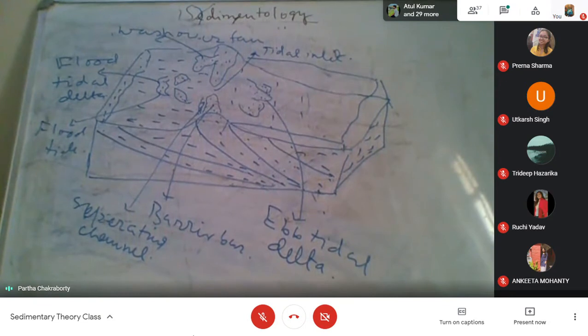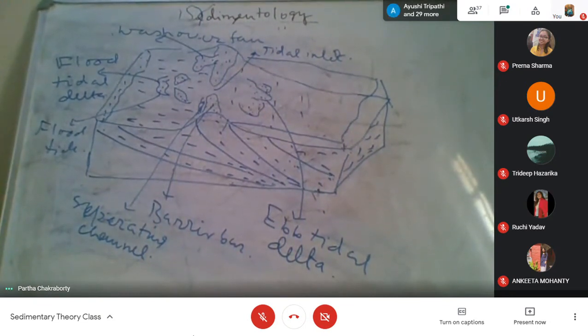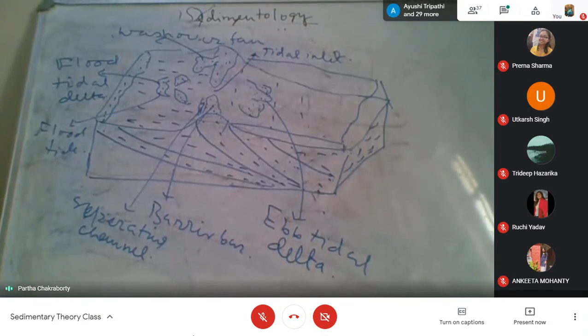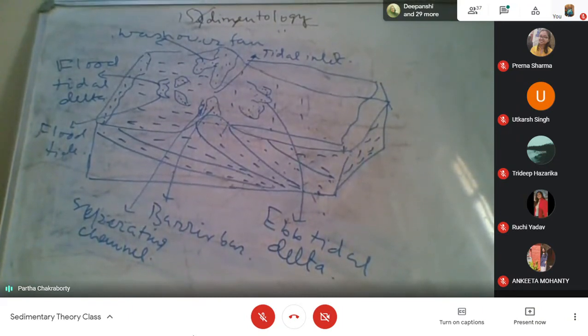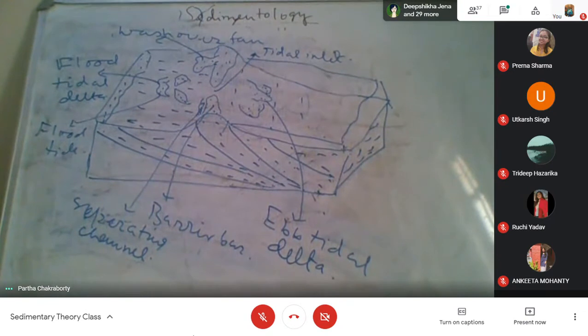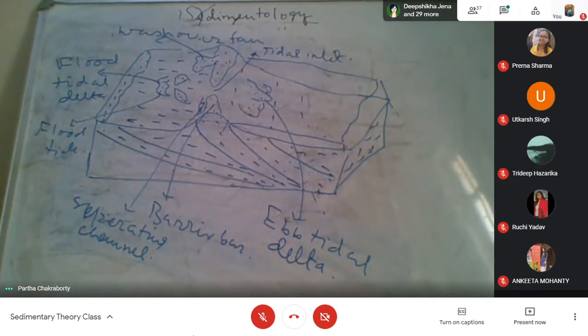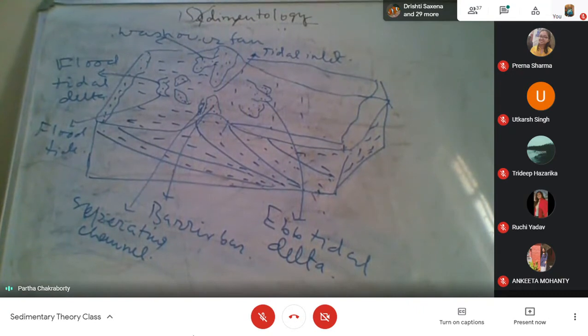So depending on whether it is a flood tidal delta or an ebb tidal delta. Okay. Now, what will be the product of a barrier bar? The product of barrier bar is large scale cross stratified sandstone. Large scale. What I am talking about, large scale. The set thickness can be in the scale of meter.